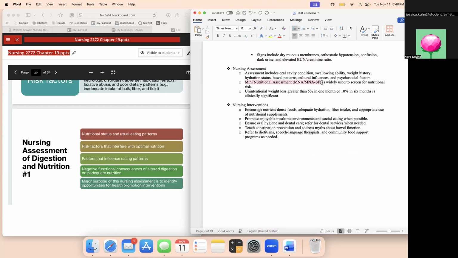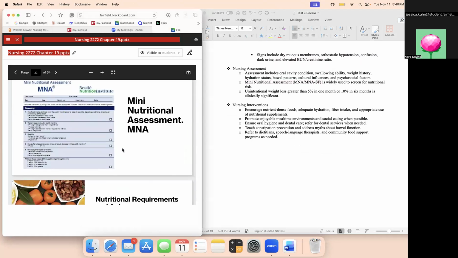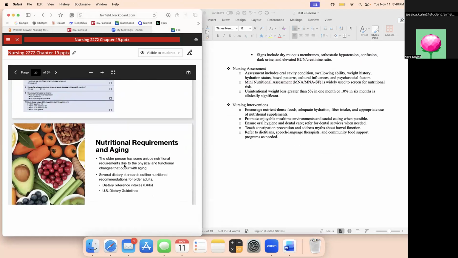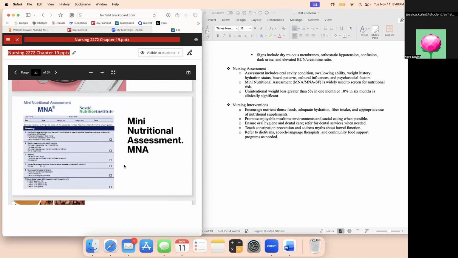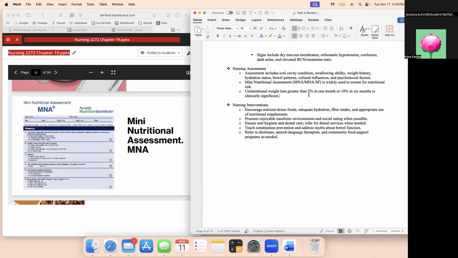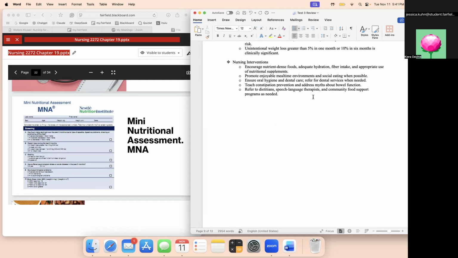The Mini Nutritional Assessment looks like an assessment tool that we're going to be able to use to widely screen for nutritional risks. Underweight is loss greater than 5% in 1 month or 10% in 6 months, and those are red flags considered clinically significant. And we did talk about the assessment of those risk factors we mentioned before: oral cavity, swallowing, weight history, hydration, bowel patterns, cultural influences, psychosocial issues.